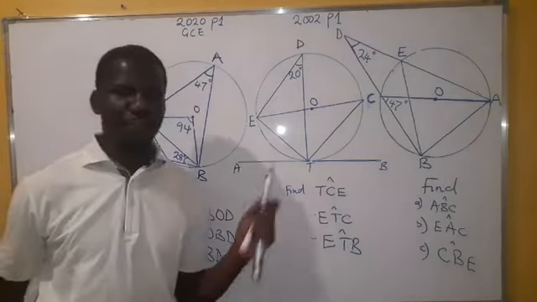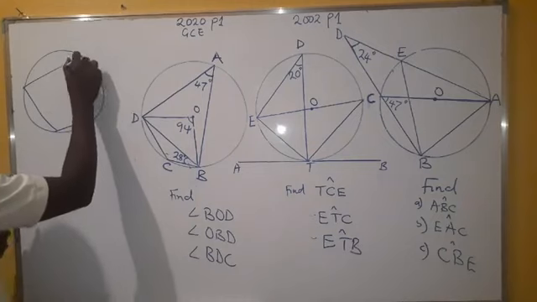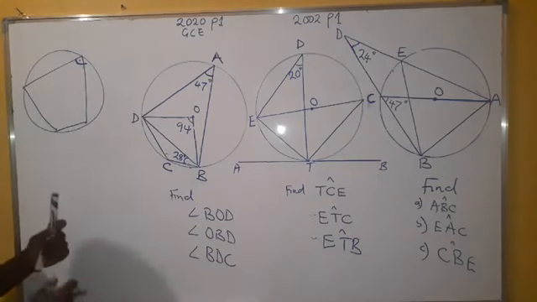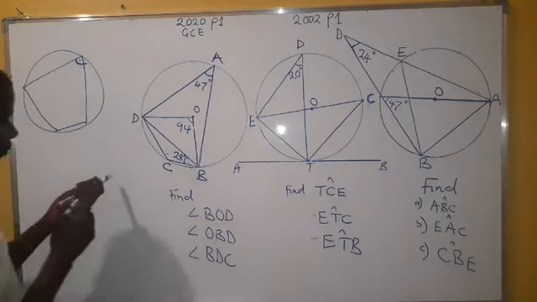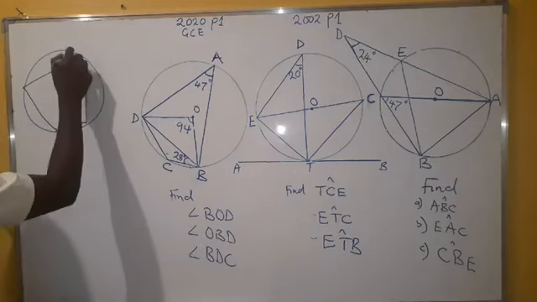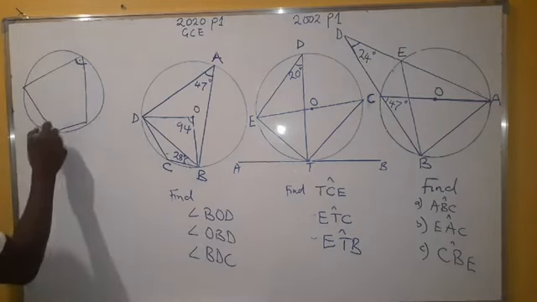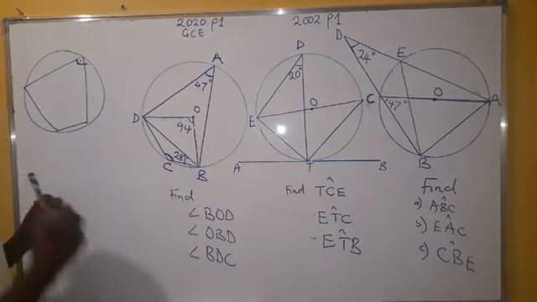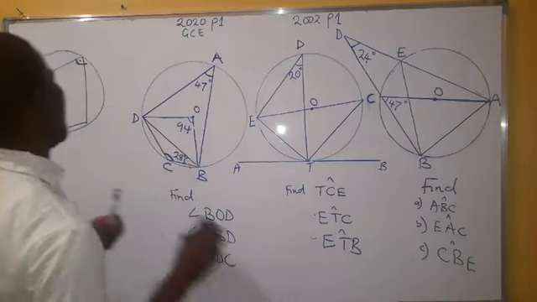Okay, now I'm looking at this question here. Take note, I'm looking at this question here. This angle here. Remember we said opposite angles in a cyclic quadrilateral add up to 180. So this angle and this one should add up to 180. So what are we saying? 47 and this angle, they should add up to what? 180. I hope you're following me.